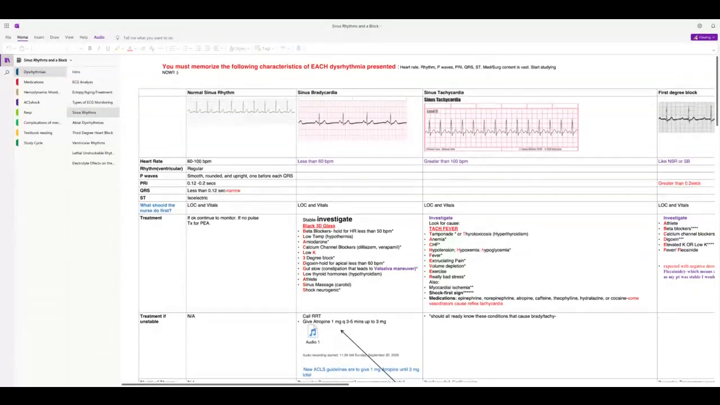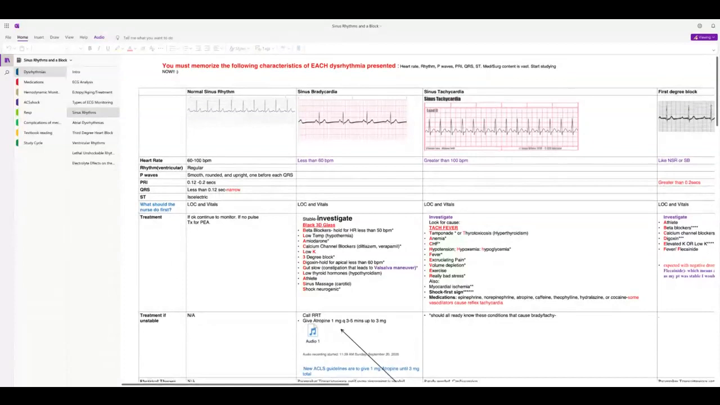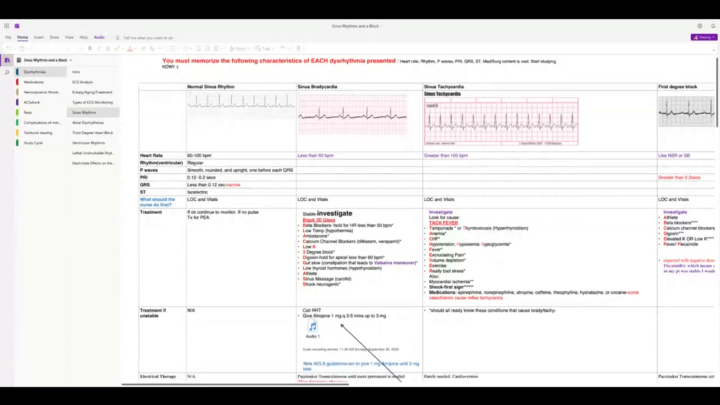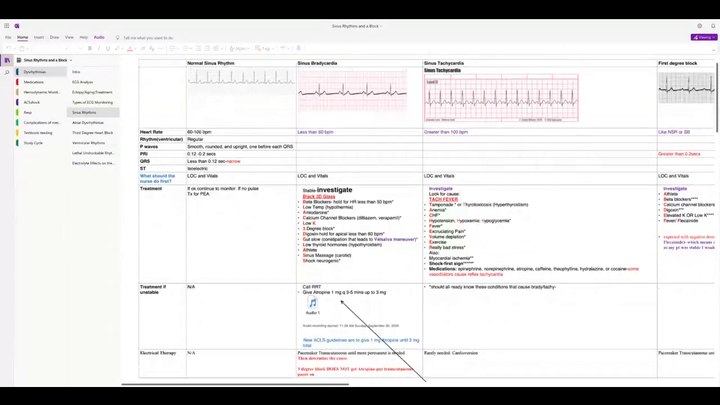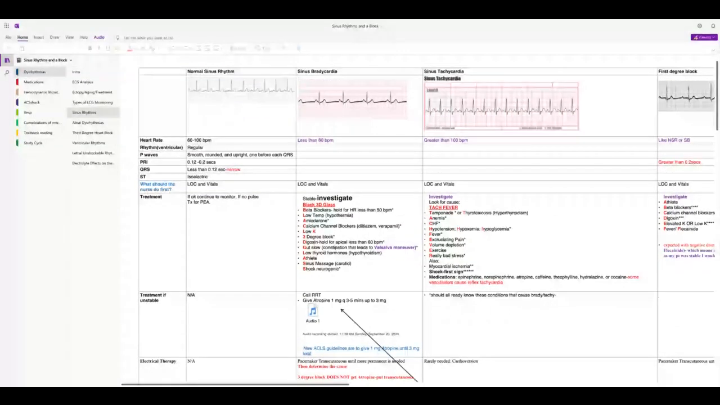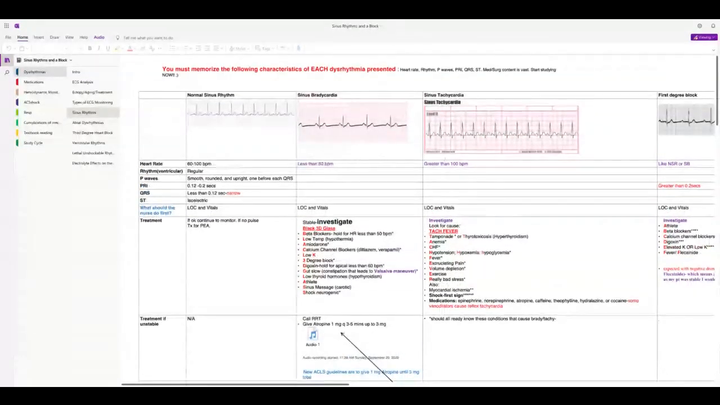After they give atropine, they may give another pressor or something like that. If needed, they would put in a pacemaker, but usually medication works with sinus bradycardia, okay? Then with sinus tachycardia, that's a heart rate greater than 100, we're going to do the same thing, check the LOC and vital signs.